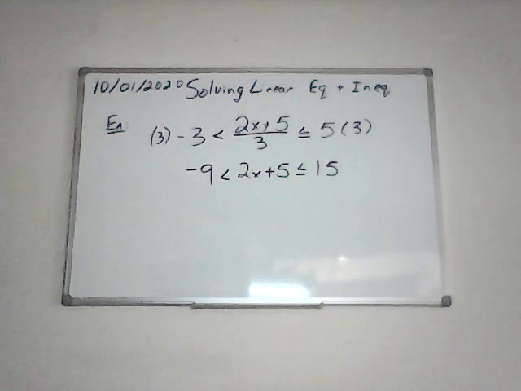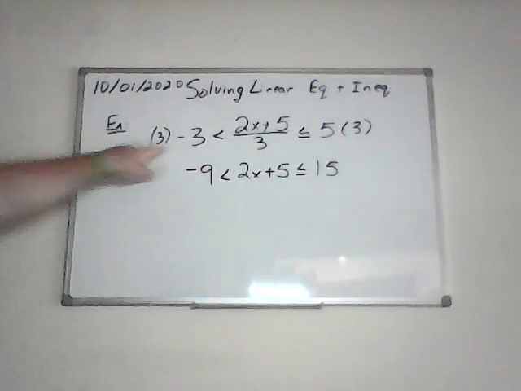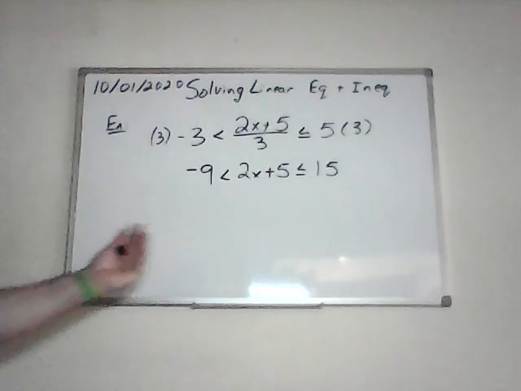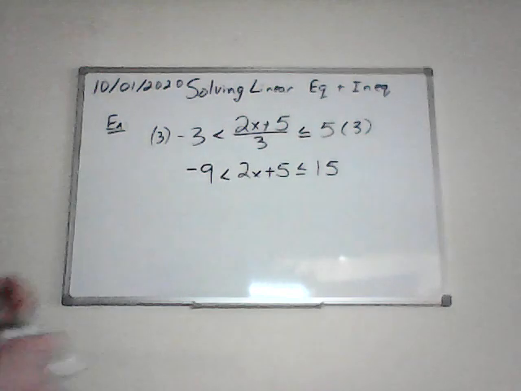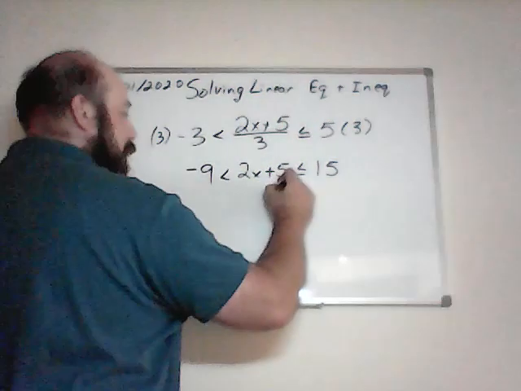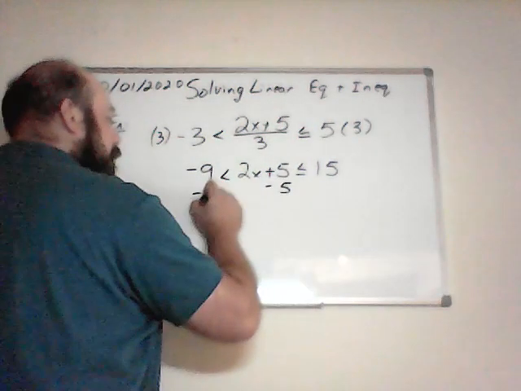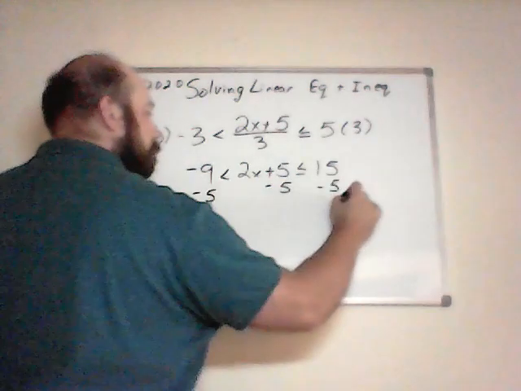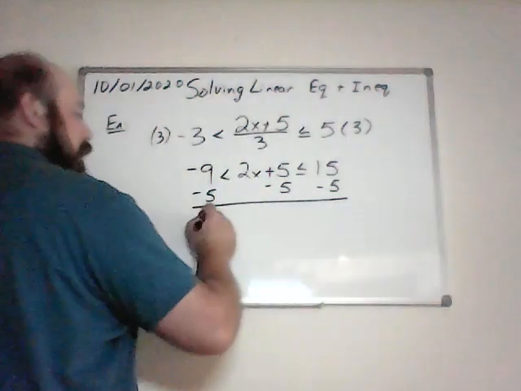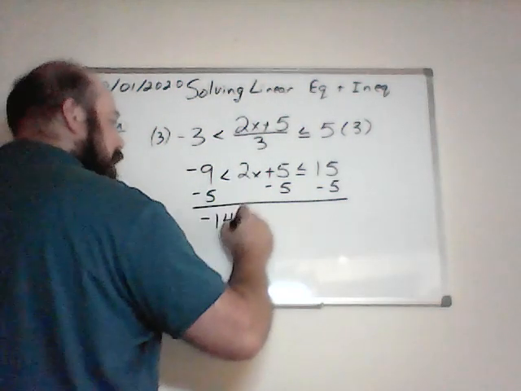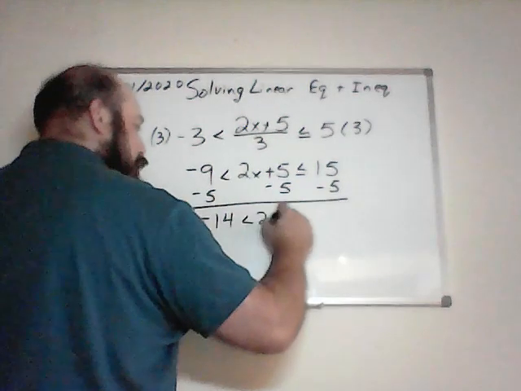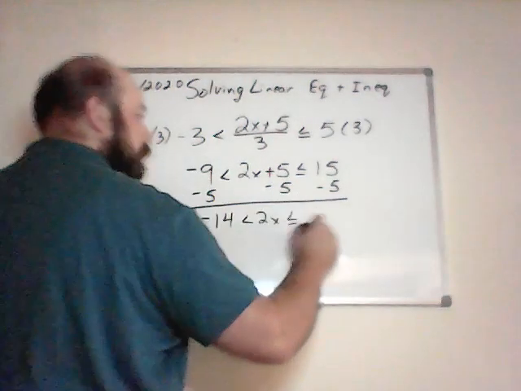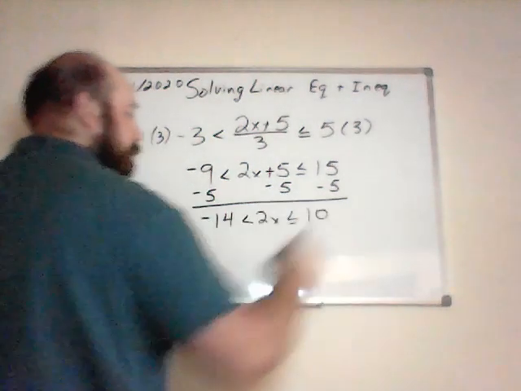Okay, so again, what I did is I multiplied by the 3 that's in the denominator in the middle, and then I distributed that to the left and to the right. So again, whatever we do to the left, we also must do to the right. So again, here, what we're going to do is we're going to subtract the 5. I get negative 14 is less than 2x, which is less than or equal to 10.